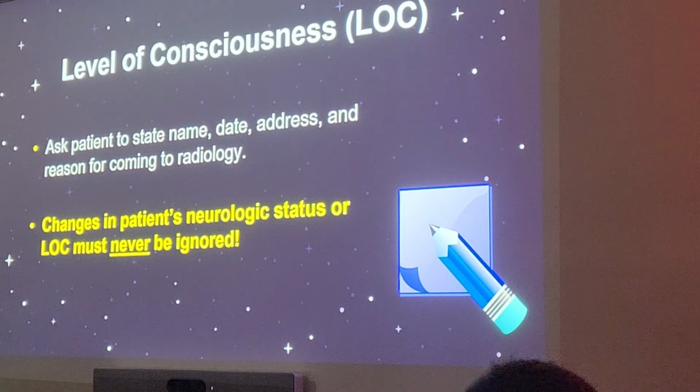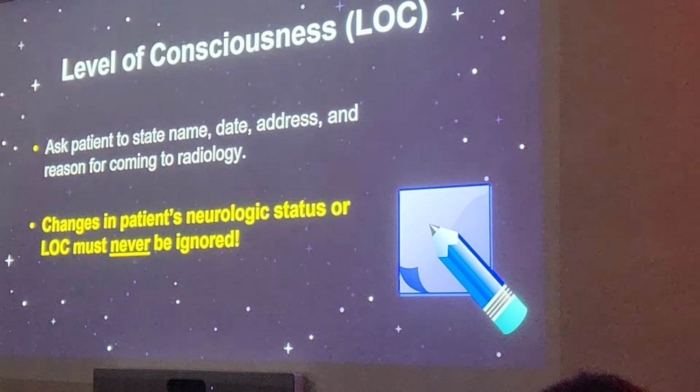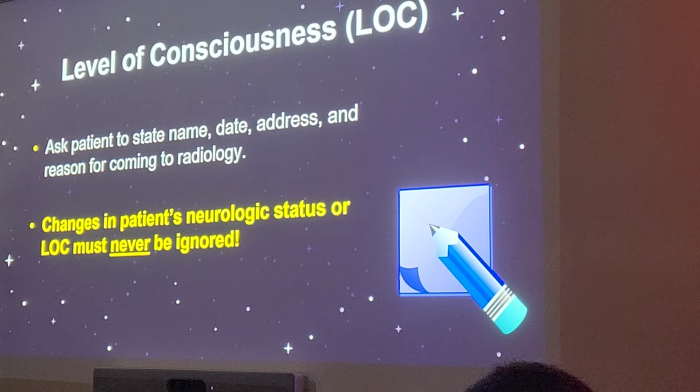So, how do we check for levels of consciousness in a patient? Yes, levels of consciousness. When they come in, the first thing that we do is ask them to state their name, their medical record number, their date of birth. If they're able to respond to you, listen to you, see you, that's called being alert and oriented.